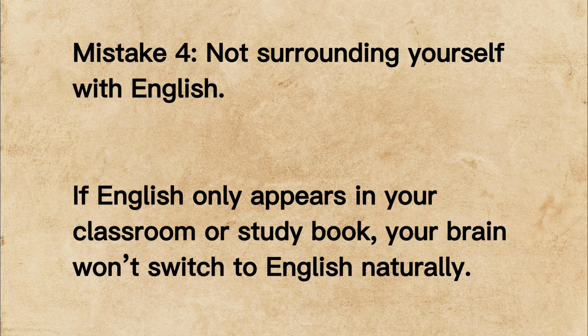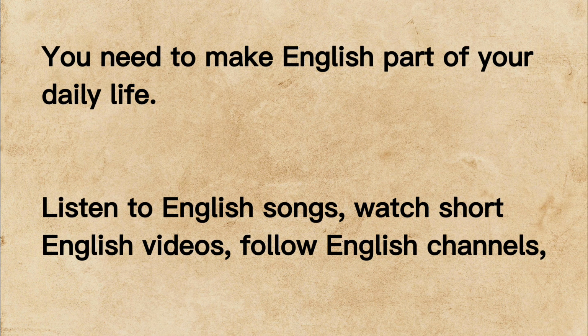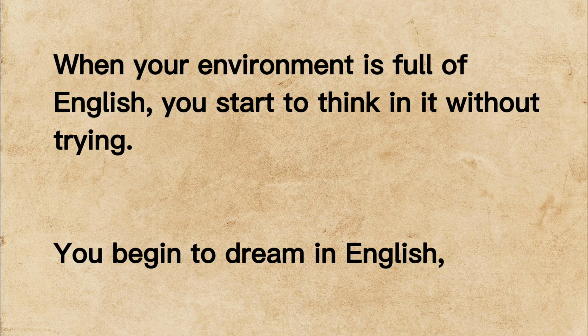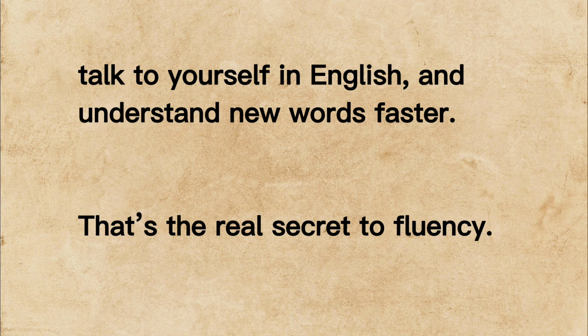Mistake 4. Not surrounding yourself with English. If English only appears in your classroom or study book, your brain won't switch to English naturally. You need to make English part of your daily life. Listen to English songs, watch short English videos, follow English channels, or even set your phone to English. These small actions help your brain hear and see English every day. When your environment is full of English, you start to think in it without trying. You begin to dream in English, talk to yourself in English, and understand new words faster. That's the real secret to fluency.